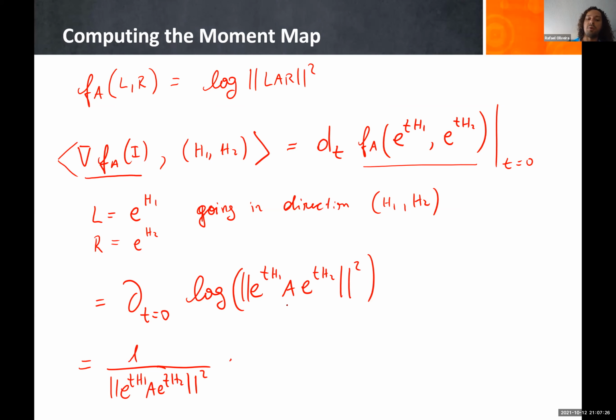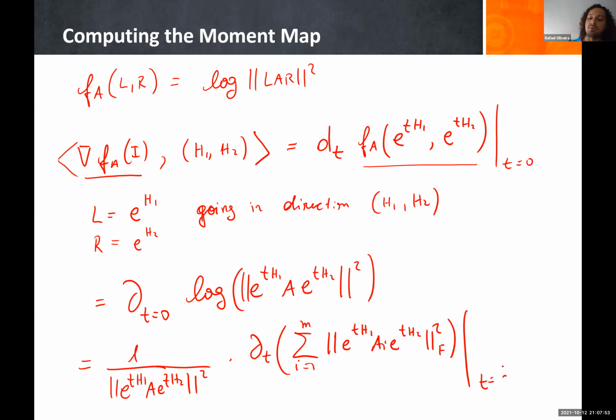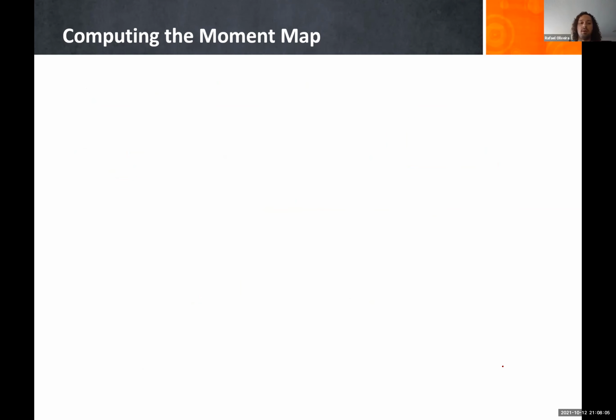Now, what is the guy inside? If we just write this guy inside, it will be the derivative in t, and it will be equal to exactly the sum of i equals 1 up to m of the Frobenius norm of e to the t h1, A_i, e to the t h2, Frobenius norm squared, and I evaluate everything at t equals 0. Now, if you compute this, you end up exactly with your formula, so I'll leave that as an exercise and we can put it on Zulip, right? And then if you compute that, you end up with the following formula.